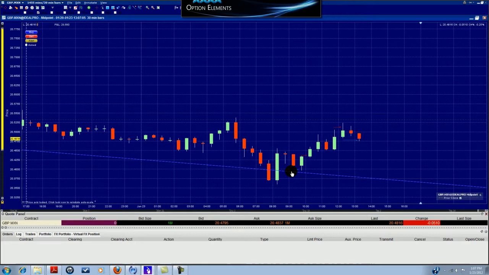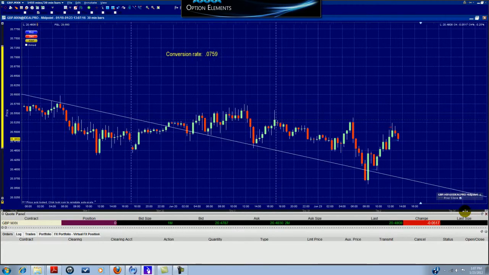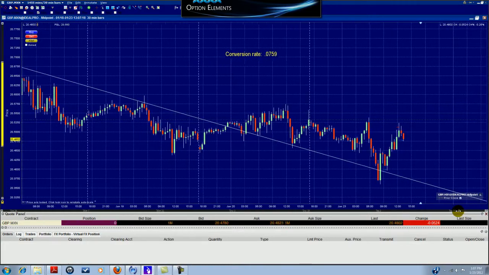Now, earlier this morning in the 9 o'clock hour, we bought right here on this little blue line and we sold on the red line. So that was a long trade. This was a short trade. So let's fix my chart the way I like it.